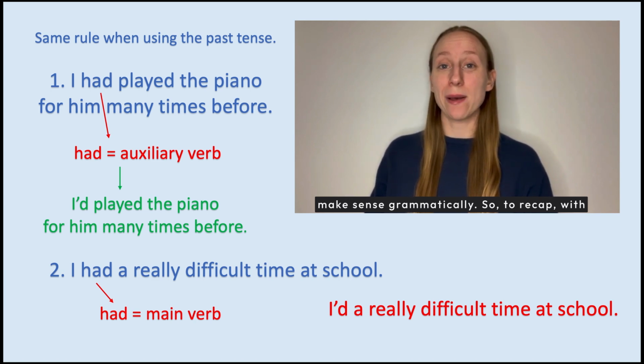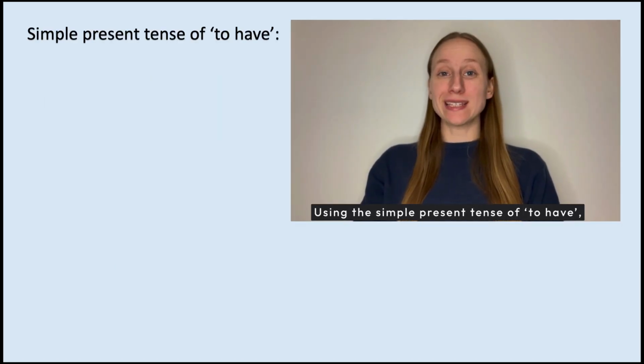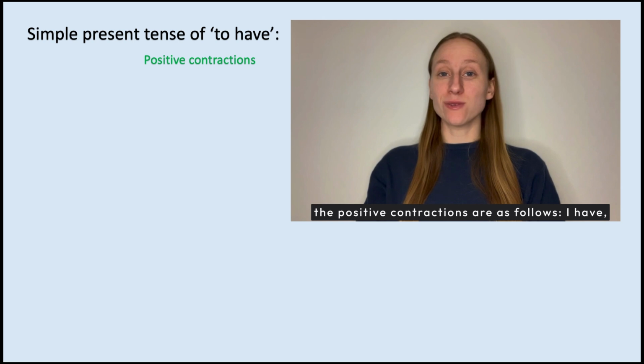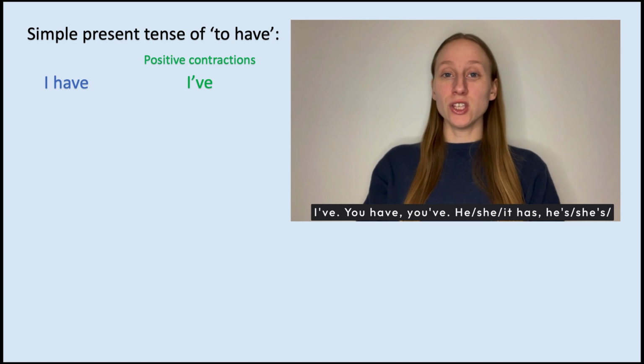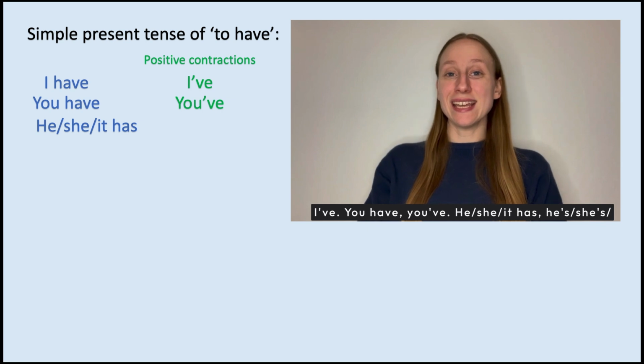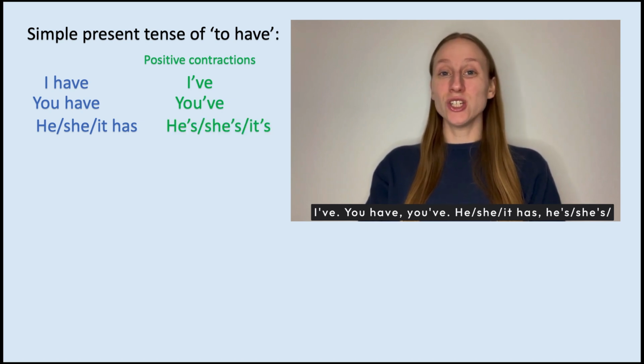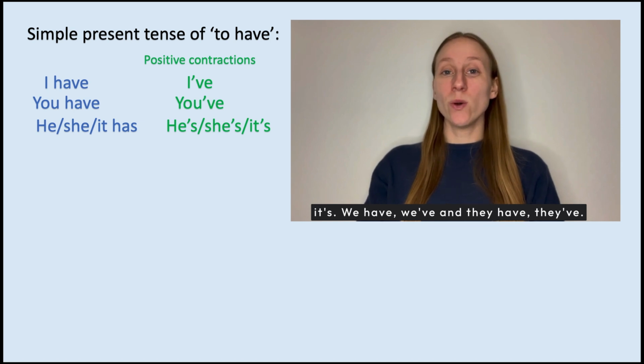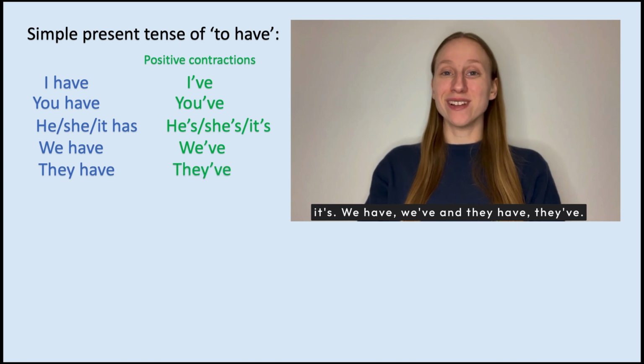So, to recap, with the verb to have, contractions can be formed when it functions as the auxiliary verb. Using the simple present tense of to have, the positive contractions are as follows. I have, I've, you have, you've, he, she, it has, he's, she's, it's, we have, we've, and they have, they've.